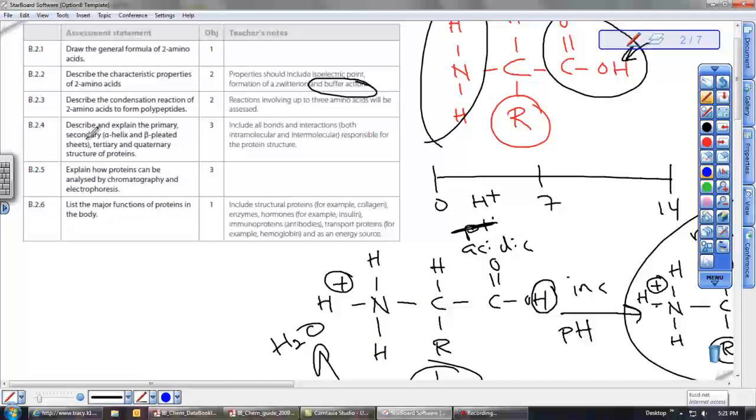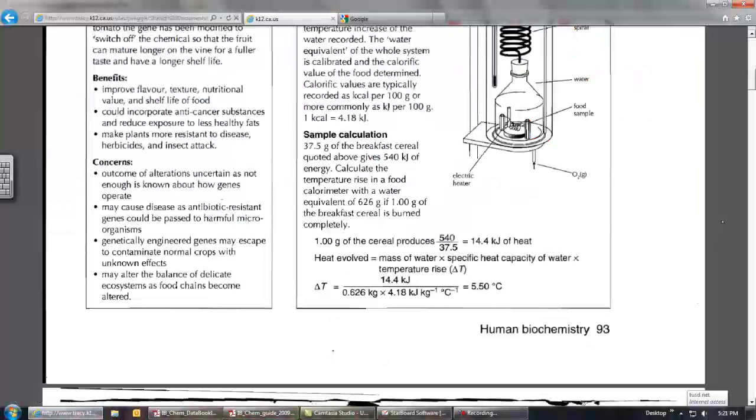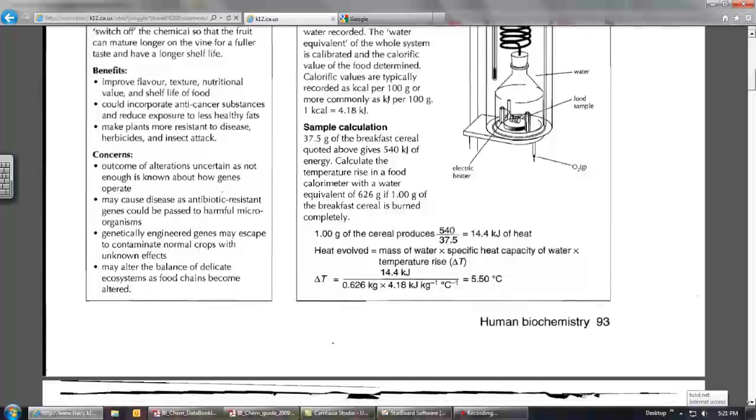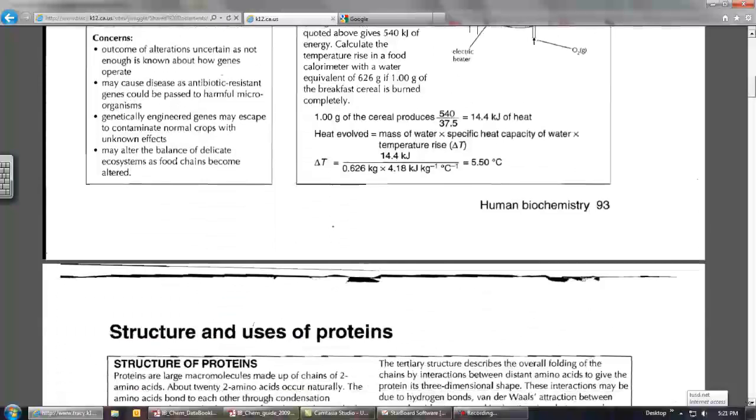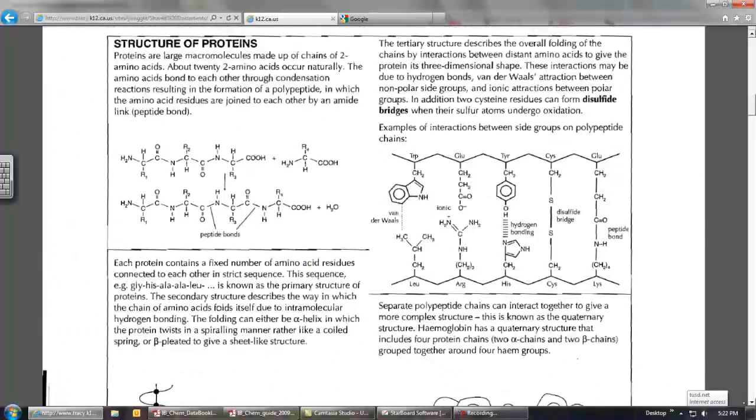Describe and explain. Oh, this is going to be taking me a second or two. Describe and explain the primary, secondary, tertiary, and quaternary structure of proteins. Watch how good I am at this. Yeah, for you folks in advanced bio, it'll be a little simple, a little more easy.